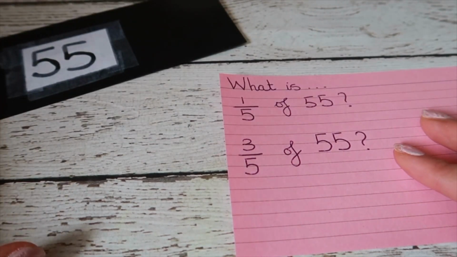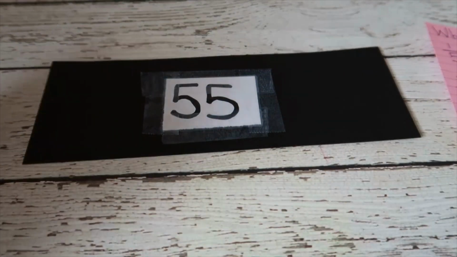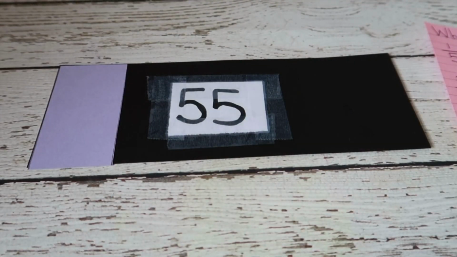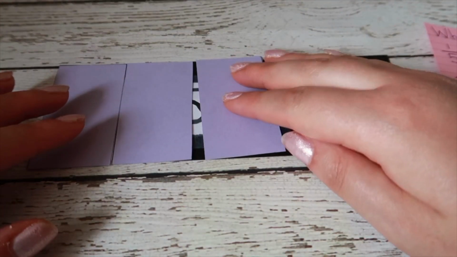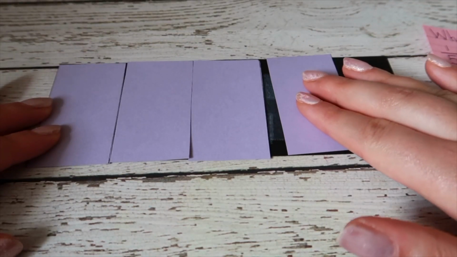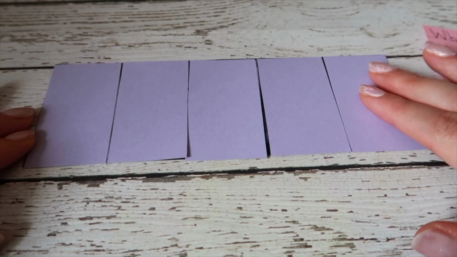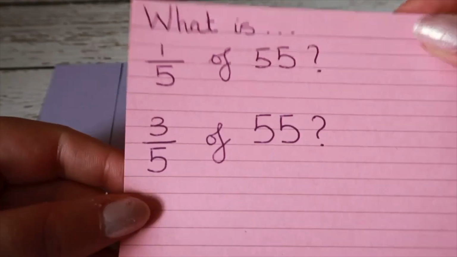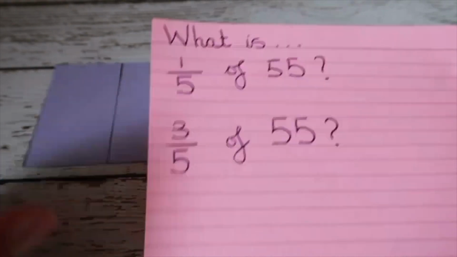So how many equal parts do we need? If you take a look at the fraction and take a look at the denominator, you should be able to work out how many equal parts we need. So that's 1 equal part, 2 equal parts, 3 equal parts, 4 equal parts, and then 5 equal parts. So my bar is split into 5 equal parts because the denominator in the question was 5. So the whole is 55, and thereafter 1/5 of 55.